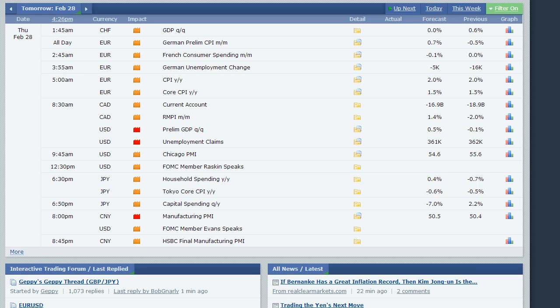Alright guys, so as you can see tomorrow, the news is pretty light. There's quite a few of the orange tagged events, a little more minor events like German unemployment, French consumer spending. You can see a lot of that stuff. But as far as red tagged events, there's just two major announcements. Of course, because it's Thursday, we have these prelim GDP and unemployment claims announcements. They always come in at 8:30 a.m. on Thursday.